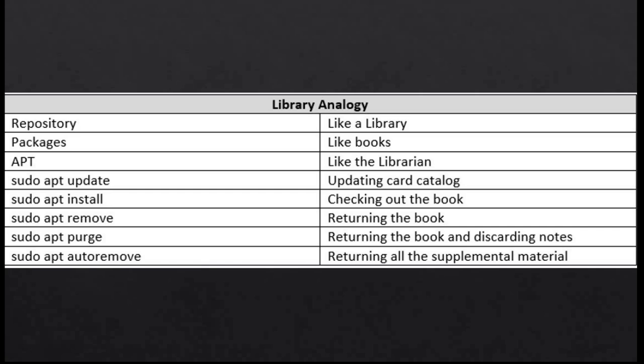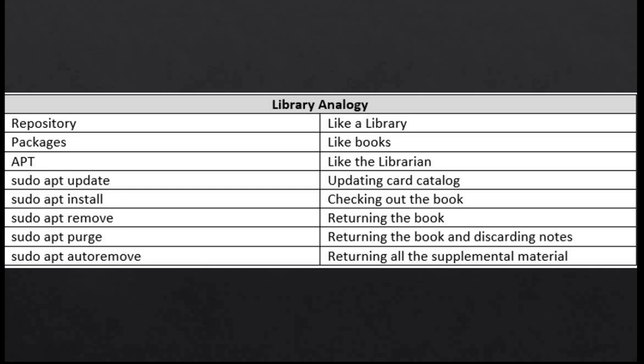Sudo apt update is like refreshing the card catalog, making sure that your librarian knows what's currently available. So you're saying to the librarian, can you make sure you're using the most updated version of the library's card catalog? Sudo apt install is like checking out a book, saying that's the one I want, let me check that out. Sudo apt remove is like returning the book. You're finished with it, but you keep all the notes that you made, so you just return the book.